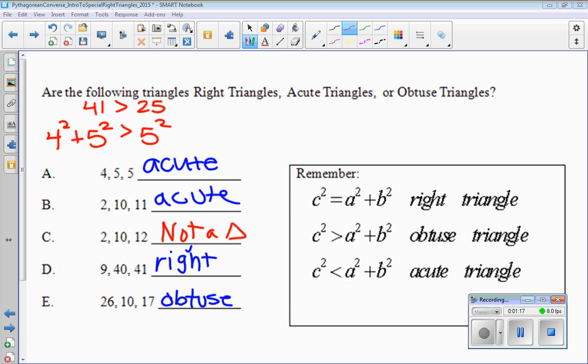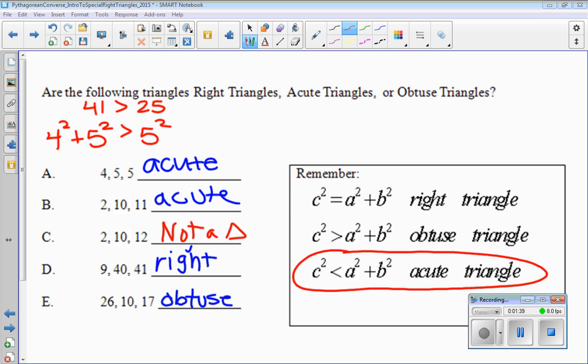Since the sum of the squares of the two smaller sides is larger, that would be this case here, where it's going to be an acute. The sum of the two smaller sides is bigger, so that would be an acute. So I agree. How about letter B? Do you agree that that's also acute?